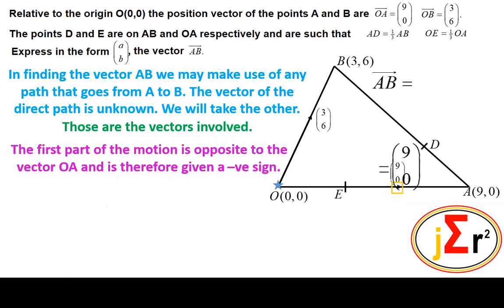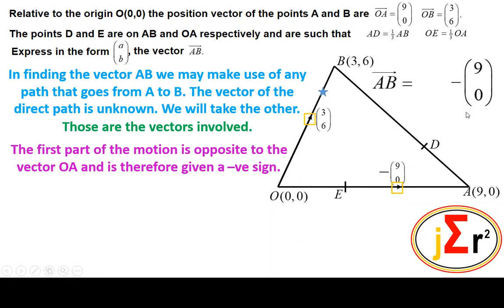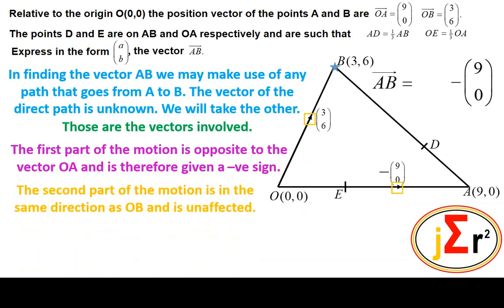What about the second part of the motion? We are finding the vector AB, and we are placing that in its appropriate place. Next, we are going from O to B. Therefore, we are going in the same direction as OB. The vector OB may be included just as it is. The second part of the motion is in the same direction as OB, and the vector is placed in the expression unaffected because the arrow is in the same direction.